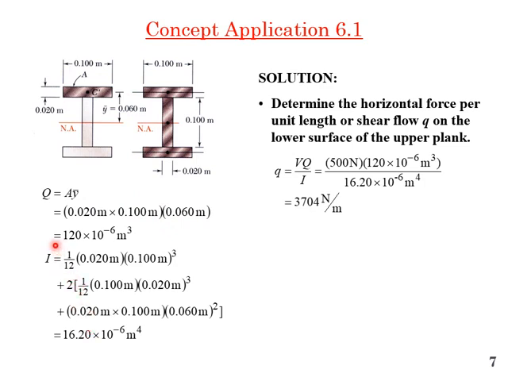Now we will calculate I for the whole cross section, and that will be I for the web, 1 by 12 bh cube, plus 2 times I for the upper plank and the lower plank. So 2 times 1 by 12 bh cube plus area into d square, that is the parallel axis theorem.